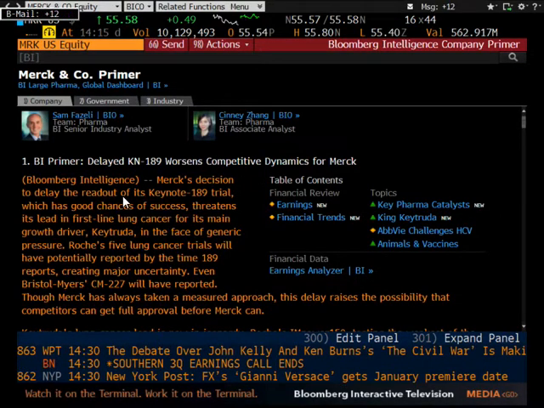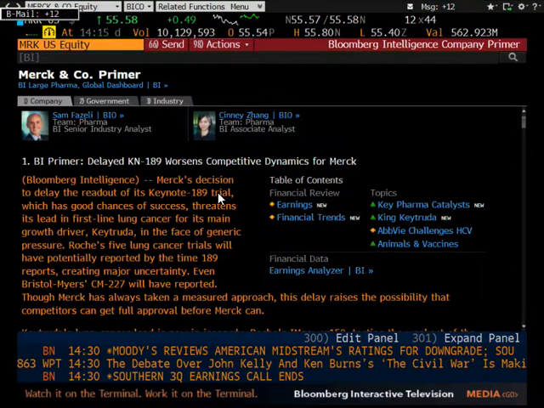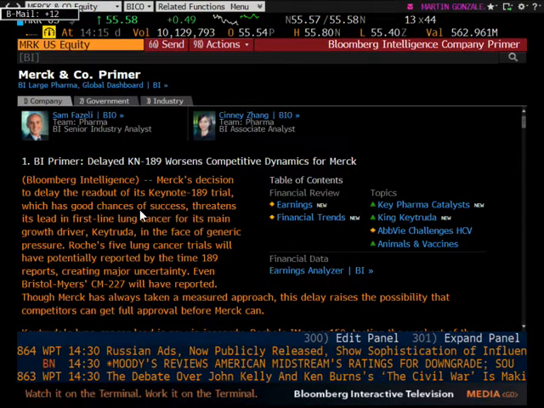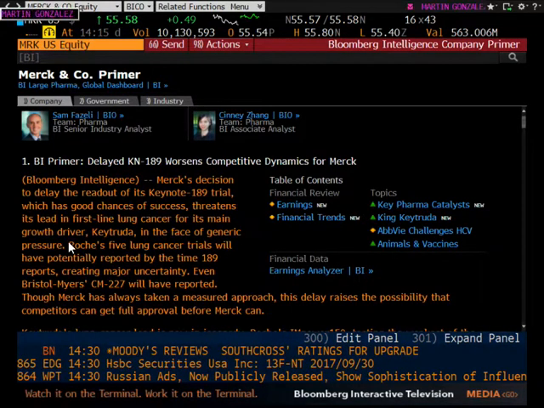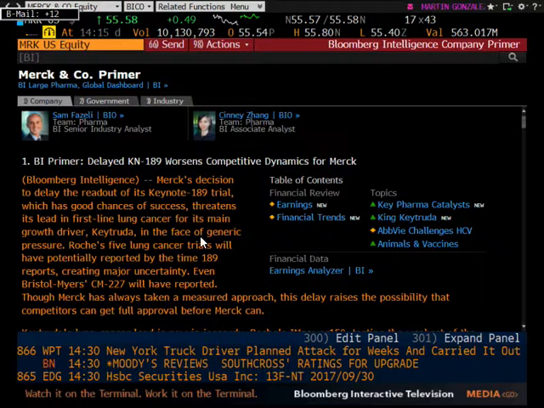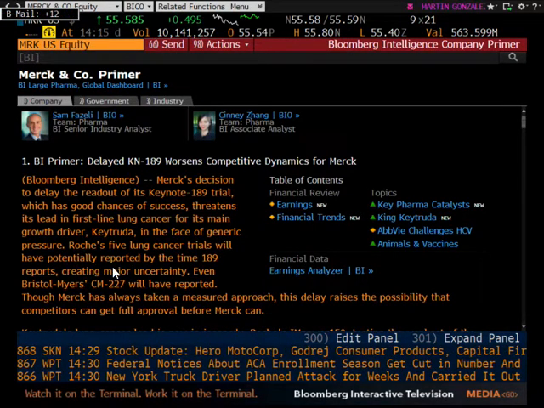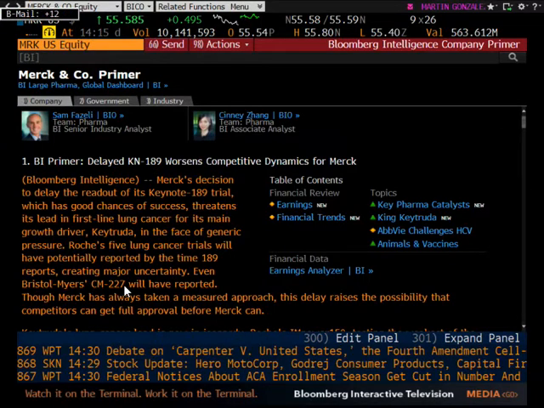Merck's decision to delay the readout of its Keynote 189 trial, which has a good chance of success, threatens its lead in first-time lung cancer for its main growth driver, Keytruda, in the face of generic pressure. Roche's 5 lung cancer trials will potentially have reported by the time 189 reports, creating uncertainty. Even Bristol-Myers' CM227 study will have reported.